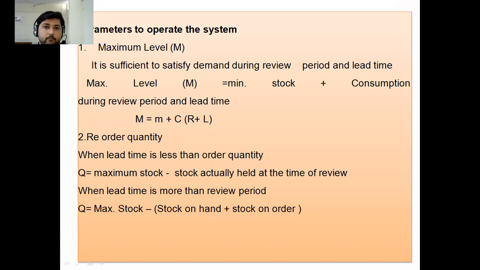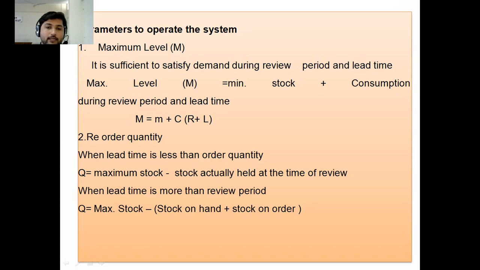Then the second operating parameter is reorder quantity. There are two parts, or two segments, of reorder quantity. The first one is when lead time is less than review period. At that time we have to consider the order quantity Q is equal to maximum stock minus stock actually held at the time of review.